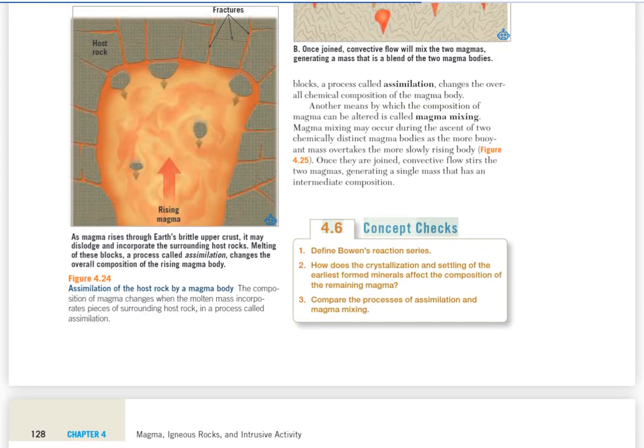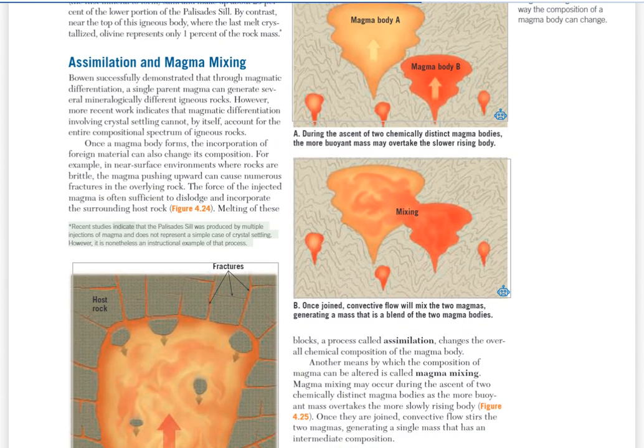4.6 Concept checks. Recent studies indicate that the Palisades Sill was produced by multiple injections of magma and does not represent a simple case of crystal settling. However, it is nonetheless an instructional example of that process.